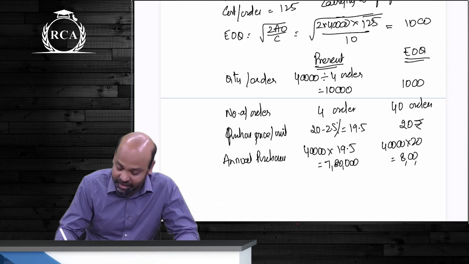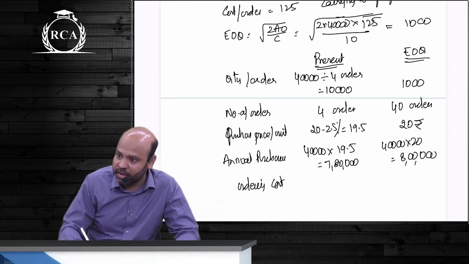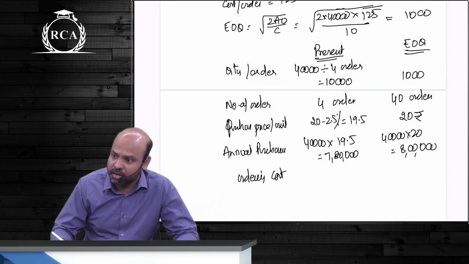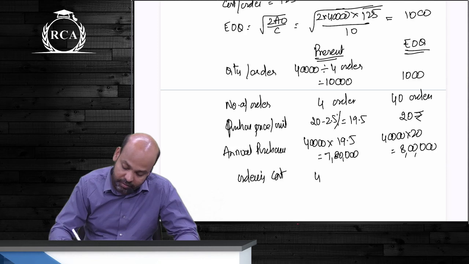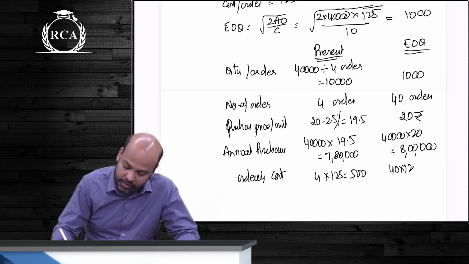How much is that? थोड़े बच्चे लिख भी नहीं रहे. हो गया? कितना आंसर आ गया? 4 into 125 beta 500. Here 40 into 125 5,000.